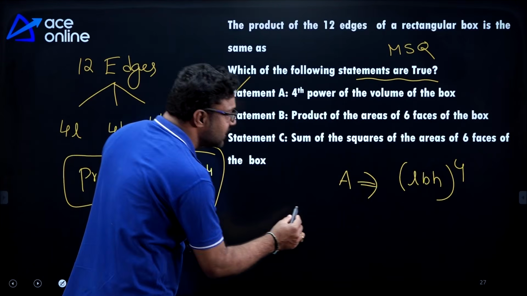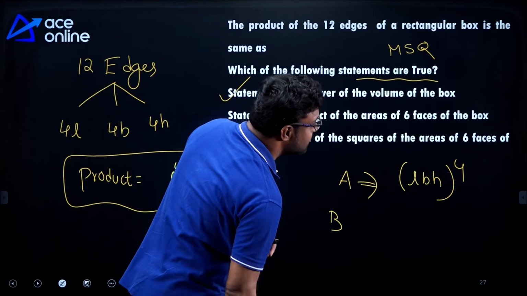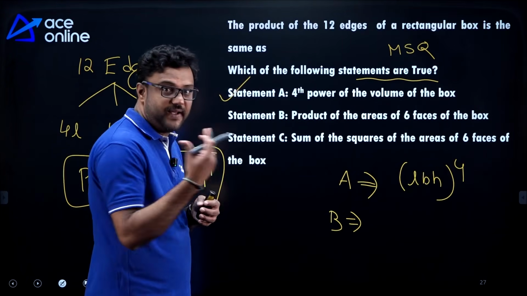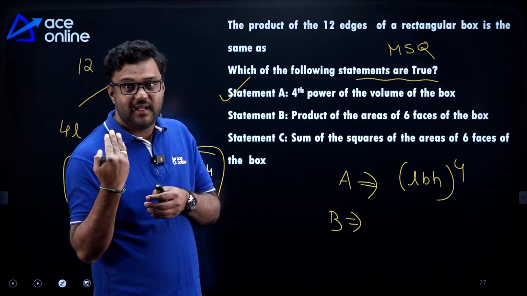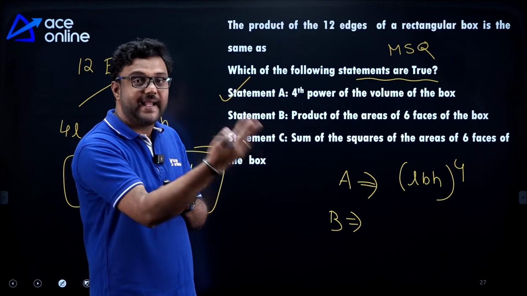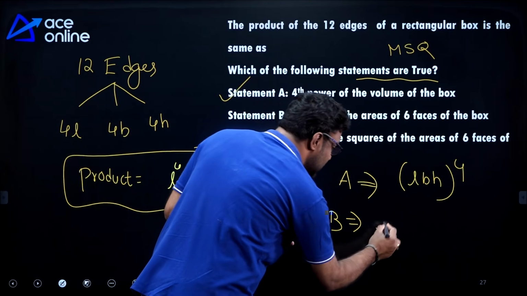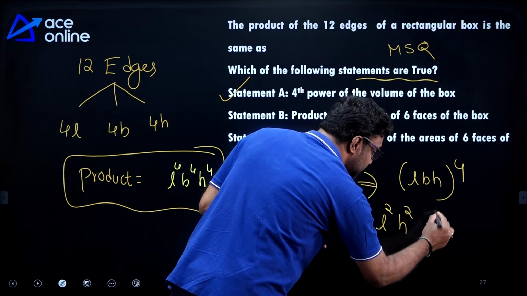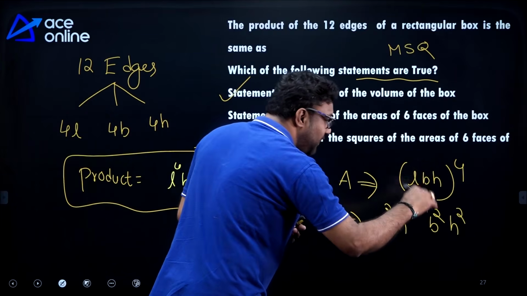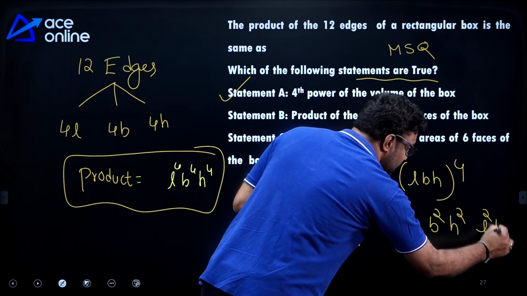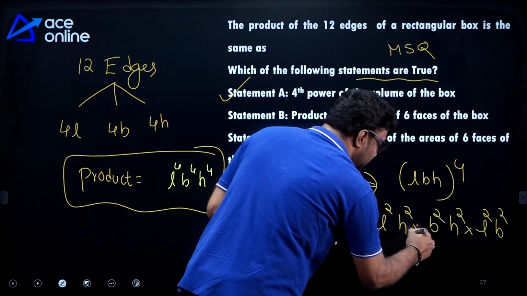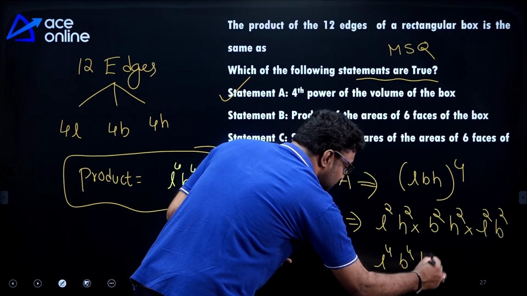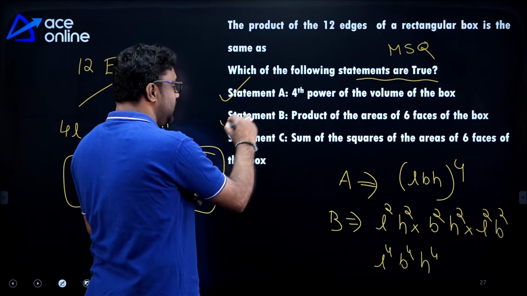Next, statement B says the product of the areas of the 6 faces of the cube. We have each face: front face, back face. Front is length into height, back is length into height. So L square, H square will come for front and back. Left and right is B square, H square. Top and bottom is L square, B square. So if you take the product of all these faces, we get L power 4, B power 4, H power 4. Yeah, that is also correct.